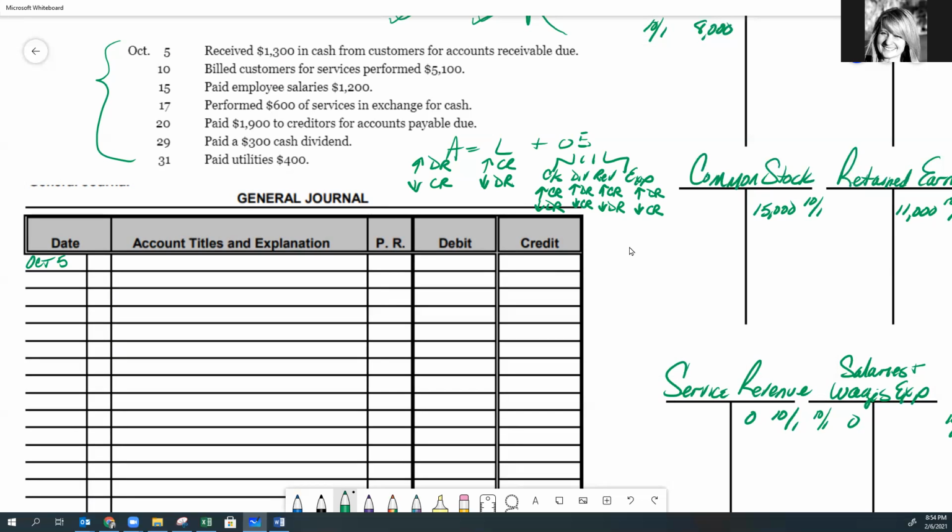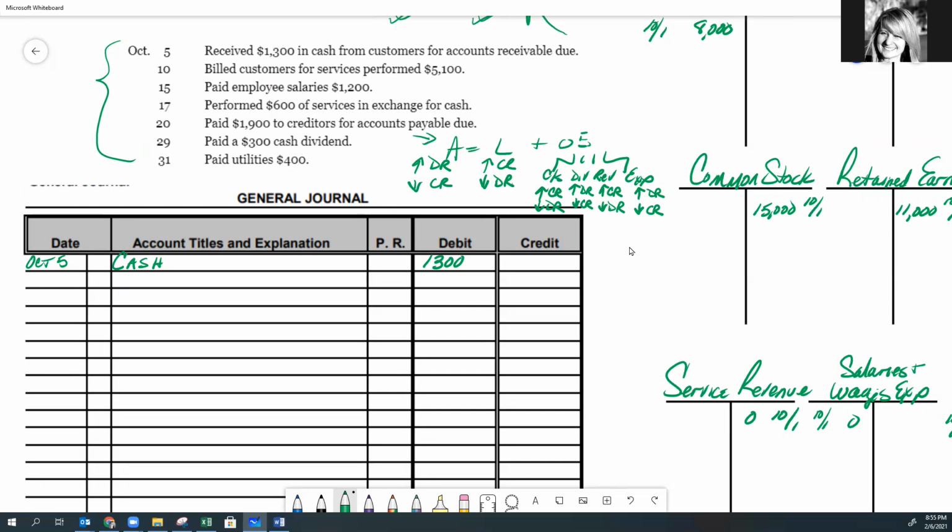journal entries. So on October 5th, we said we received 1,300 in cash from our customers for accounts receivable due. So we have cash. Our cash has gone up, and cash is an asset. So we're going to increase it with a debit. So we're going to start over here on the left and write in our account cash. And we want cash to go up. Again, cash is an asset. And so we're going to increase it with a debit. So we're going to put our 1,300 over here on the debit side. And now we have just increased that asset.